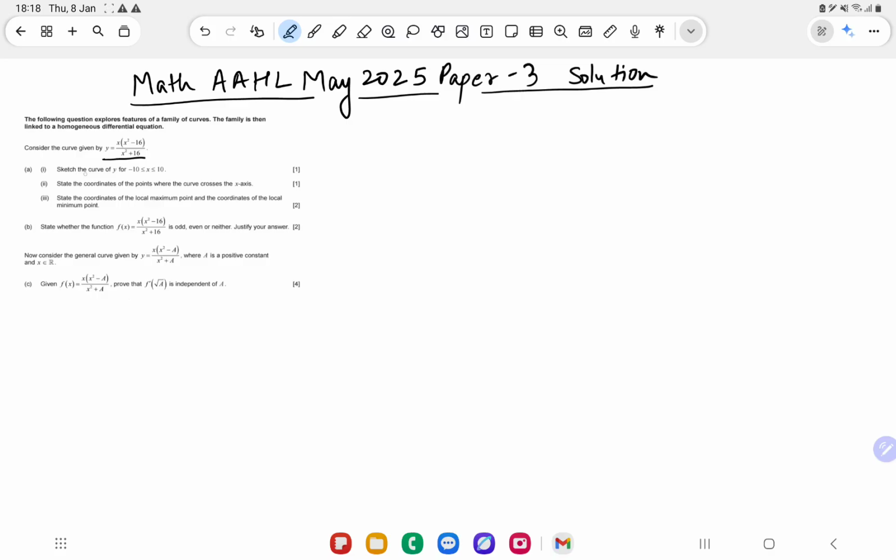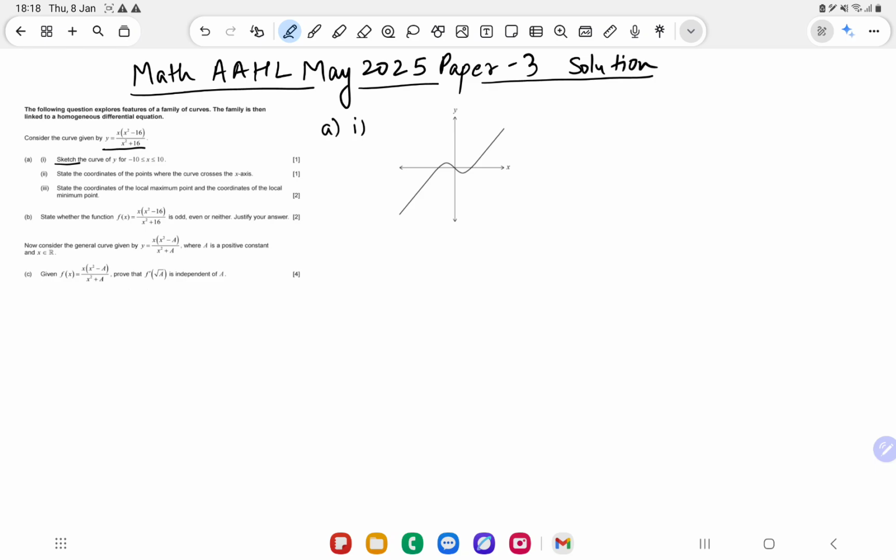The first part says sketch the curve for minus 10 to 10 x values. So once you insert this equation in your GDC, you can see this graph, and this is what you have to sketch for the first part. The main important point to note here is your graph should pass through 0, 0, that is the center.